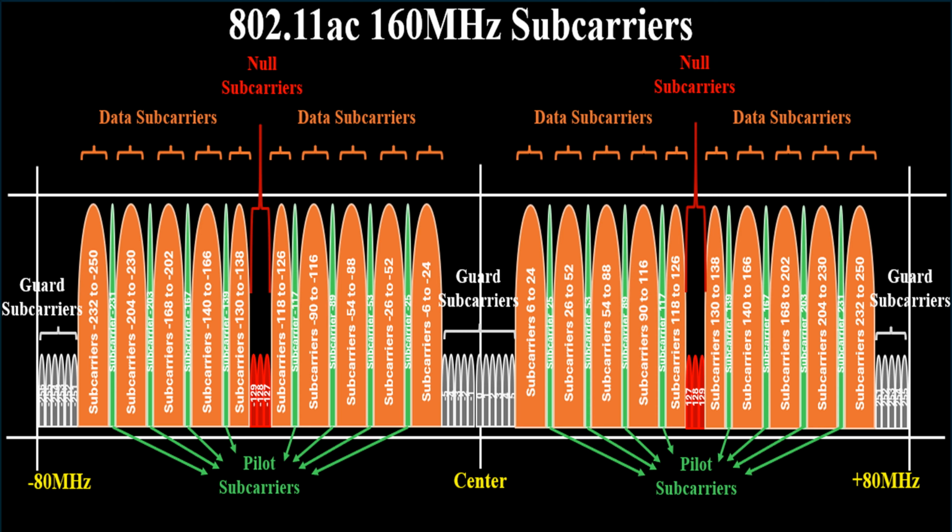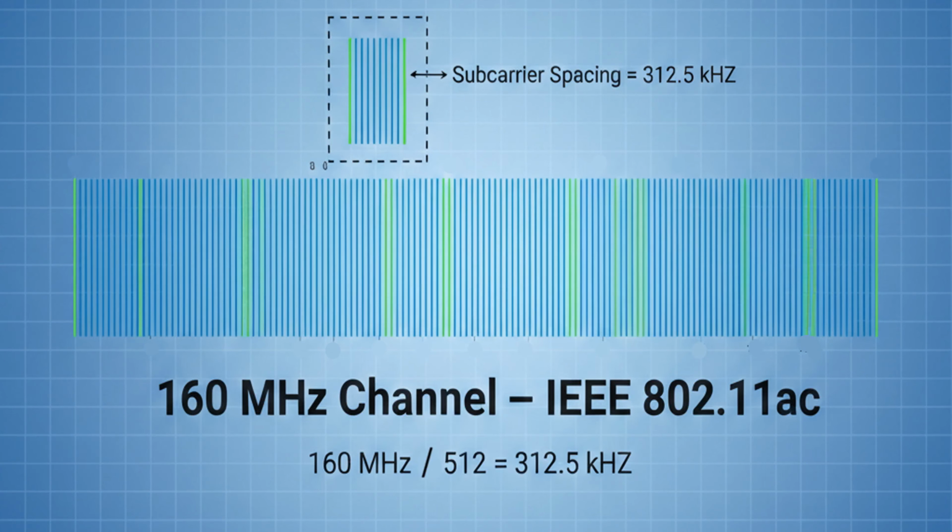channels. Total subcarrier allocation for an 802.11ac 160 MHz channel is 512, which constitutes data subcarriers, pilot subcarriers, guard subcarriers and null subcarriers. The subcarrier spacing for a 160 MHz 802.11ac channel is 160 MHz divided by 512 equals 312.5 kHz.